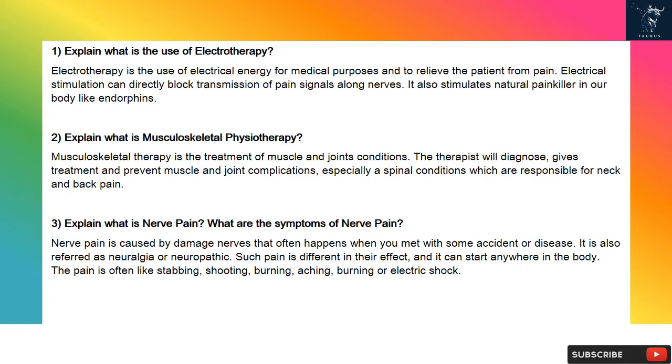3. Explain what is nerve pain. What are the symptoms of nerve pain? Nerve pain is caused by damaged nerves that often happens when you meet with some accident or disease. It is also referred to as neuralgia or neuropathic pain. Such pain is different in its effect and it can start anywhere in the body. The pain is often like stabbing, shooting, burning, aching, or electric shock.